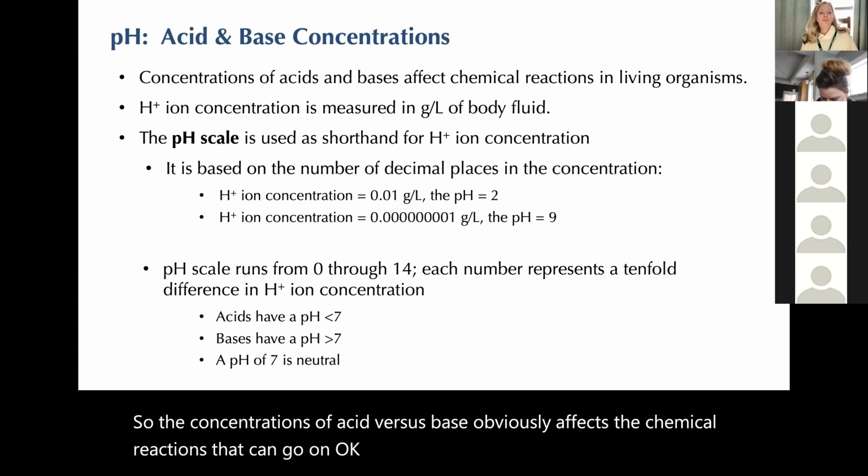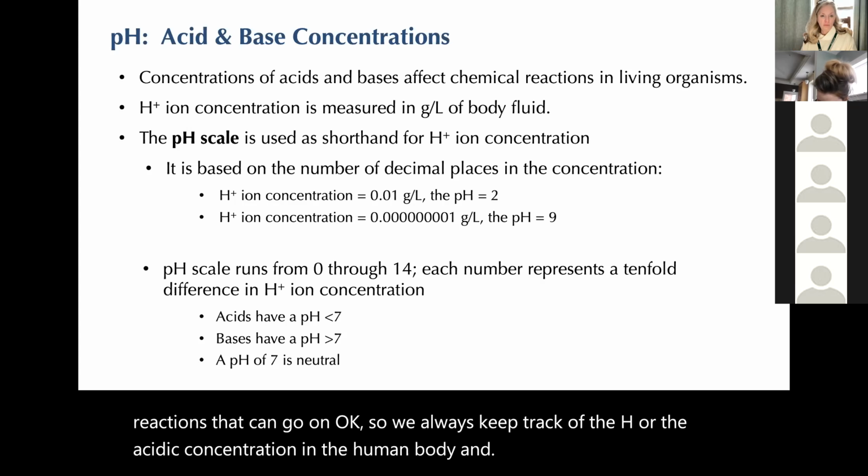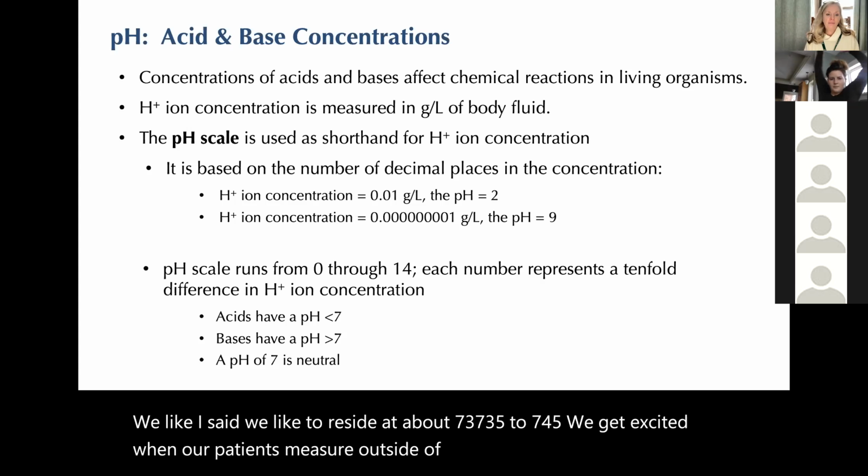So we always keep track of the H plus, or the acidic concentration, in the human body. And like I said, we like to reside at about 7.35 to 7.45. We get excited when our patients measure outside of that range, okay? Something bad is going on.